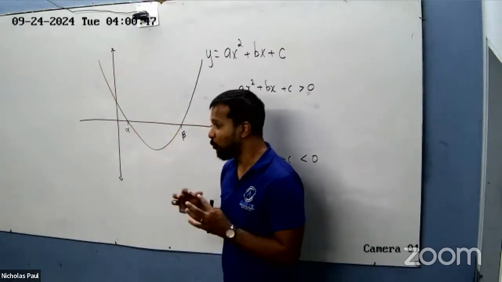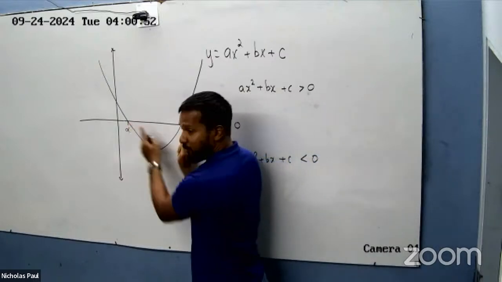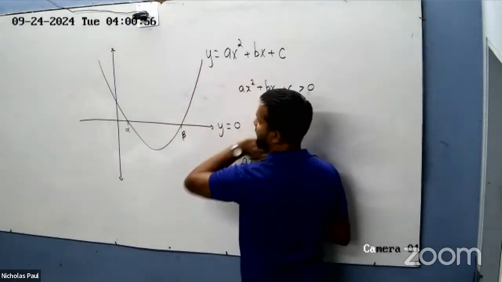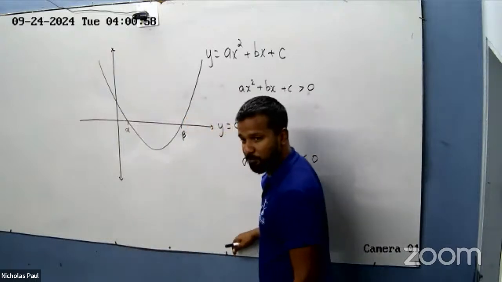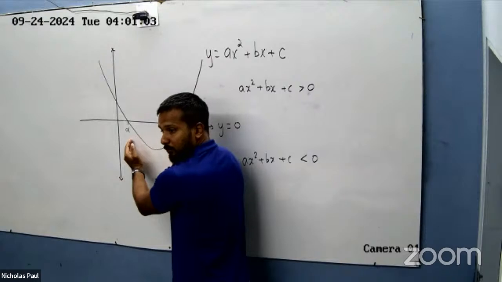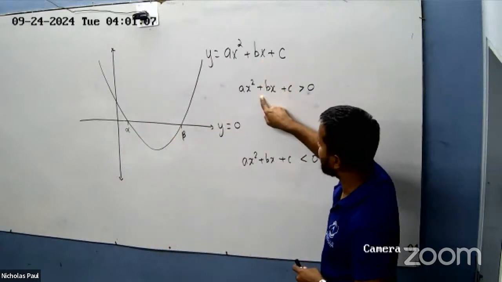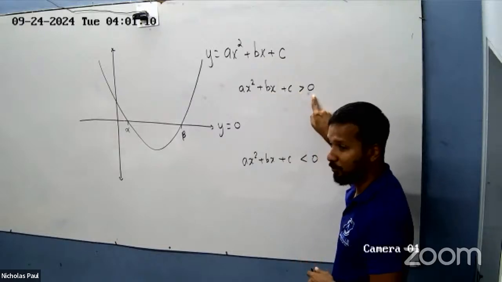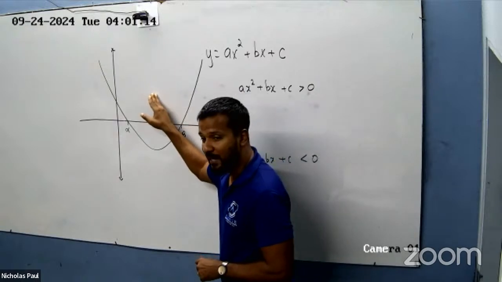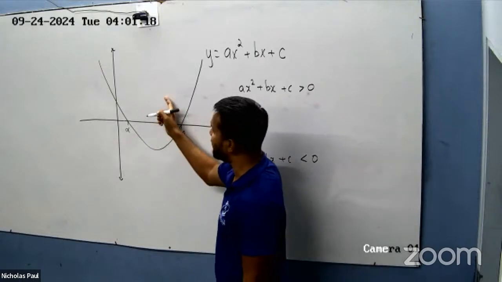So what you will recognize, unlike when it's equal to 0, which is just two values, is that when it's more than 0, it's all of this. When it's less than 0, it's between here. So if I ask you to solve a quadratic when it's more than 0, all you have to figure out is the part above. How do I get the part above? Real easy.